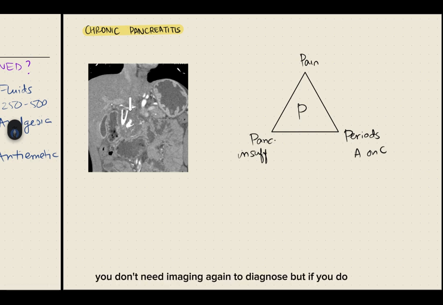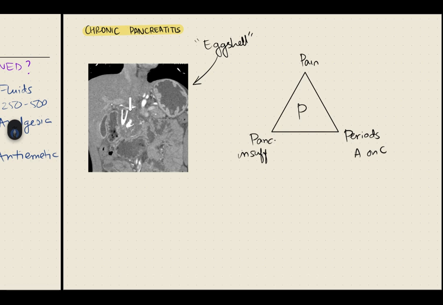You don't need imaging again to diagnose, but if you do, then you are basically going to see an atrophied pancreas or calcified pancreas. And as we can see in this picture marked by the arrow, the most common type of calcification that we see is an eggshell calcification. The labs for chronic pancreatitis may not show anything different, so the amylase and lipase levels can also be falsely normal or mildly elevated. In the ED, the management principles are the same as acute pancreatitis, and that is pain control, fluids, and electrolyte imbalance checks.